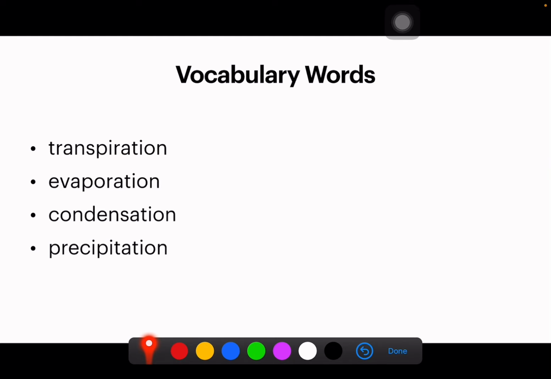Transpiration. Evaporation. Condensation. Precipitation.